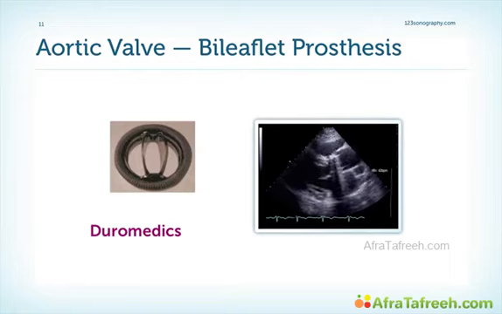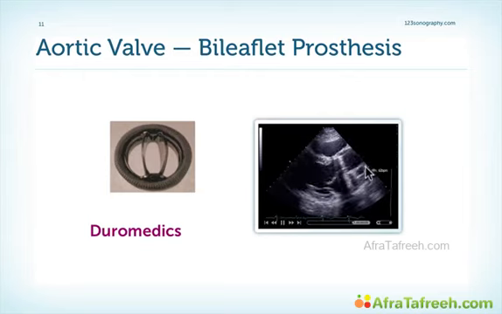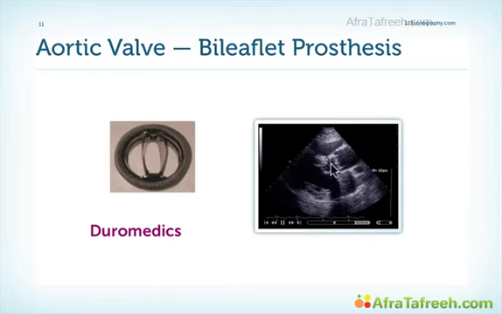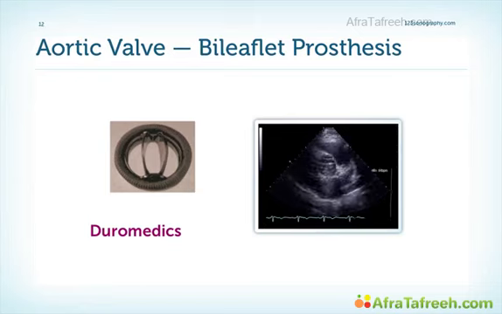This is an example of a Duromedics, so a bileaflet mechanical valve in the aortic position as seen from a parasternal long axis view. All you can see here is a lot of shadowing, but those shadows also obscure the view to the prosthetic valve itself, so we cannot really see the leaflets. What sometimes can be done is you can use a short axis view, and with this view we can then kind of appreciate or assume that there are two leaflets.